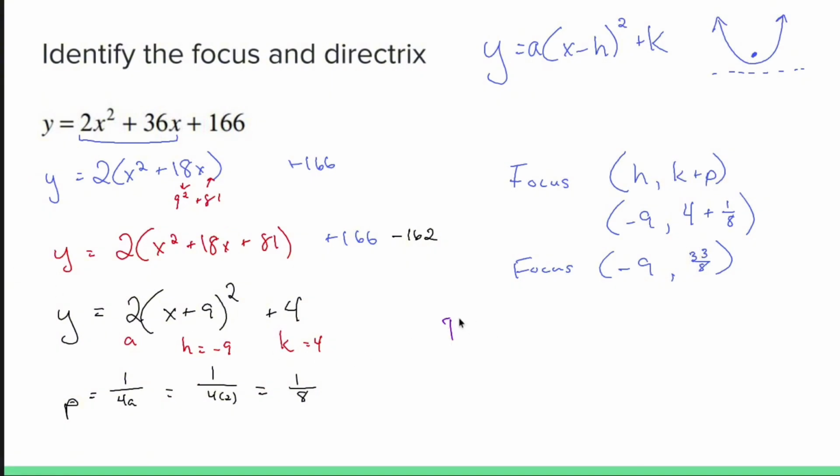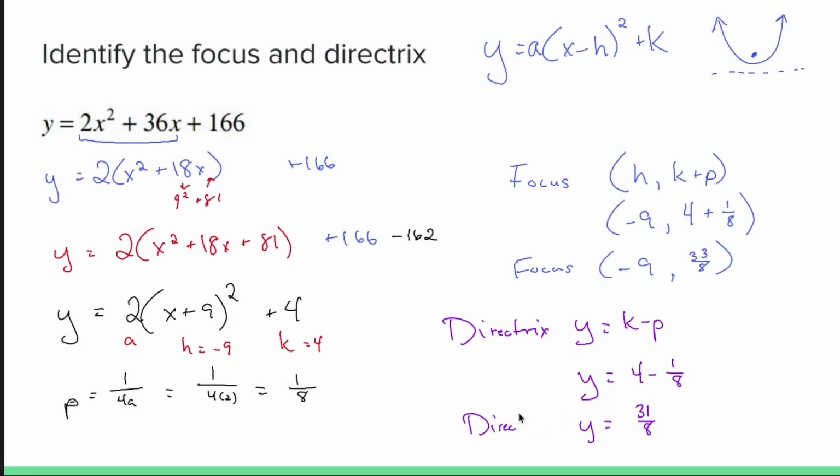Our directrix is a horizontal line. And the horizontal line for the directrix is given to us by the equation y equals k minus p, because it's the same exact distance from the vertex that the focus is. So y equals k, which we found out to be 4, minus 1/8. And if we again pretend that 4 is 32 over 8, we get 32 minus 1, which is 31 over 8. y equals 31 over 8 is the directrix.